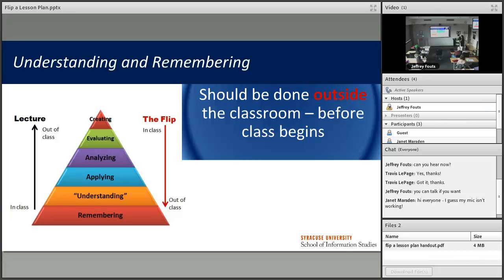Understanding and remembering is what you want to do outside the classroom. What can you have your students do? Yes, there's pre-reads, you can have them review a lecture, you can have them watch a video, you can have them do many, many things. But what you want to do is pick some focusing activity to have them do before they come to class. You're going to marry that with a focused activity when they get into class. So now you've gotten this outside of class. Go to the next one, Jeff.